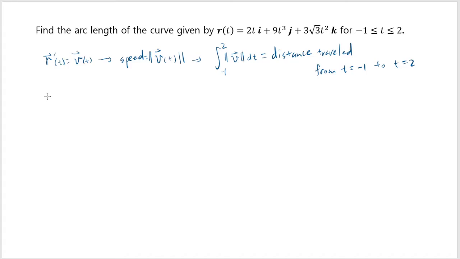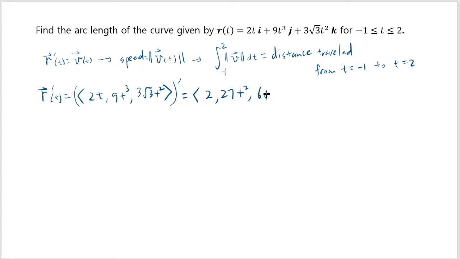However, the actual calculation is a little messy, so let's try this. r prime of t. I like to write this in coordinate form. That's less confusing for me. So let's take this and we're going to differentiate, which is 2, 27t squared. The 2 comes down, so it's 6 times radical 3 t. So that's your v(t).